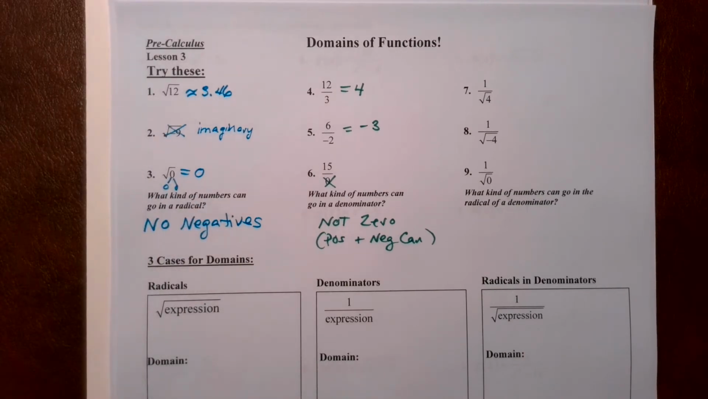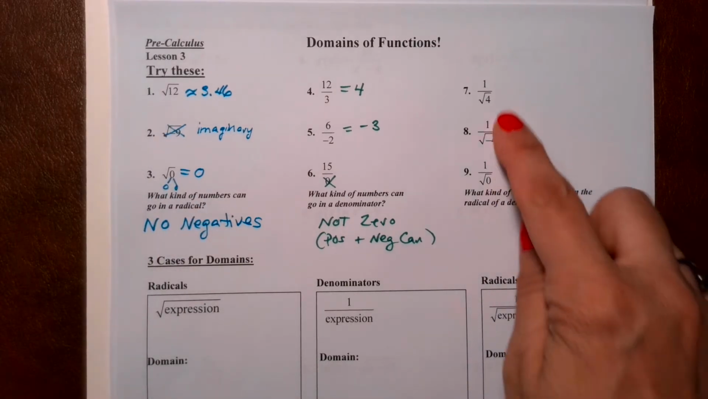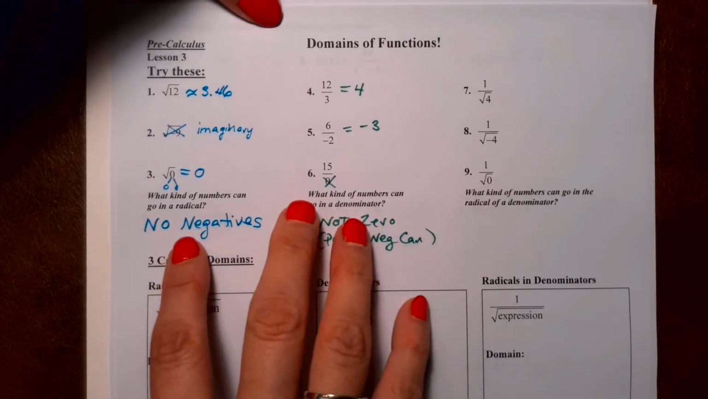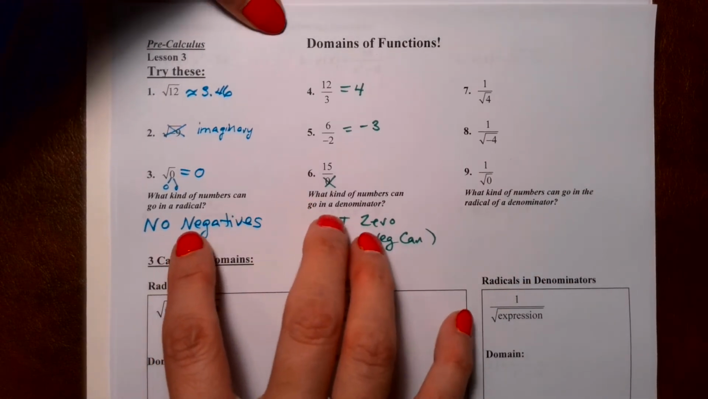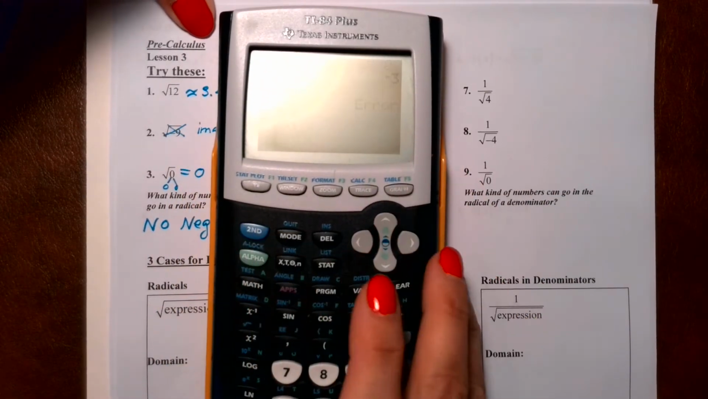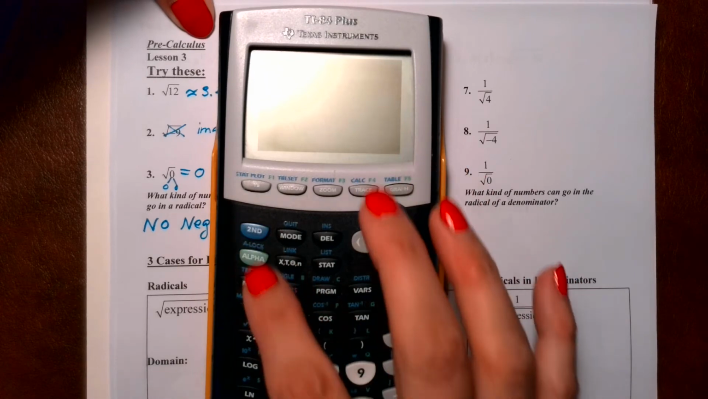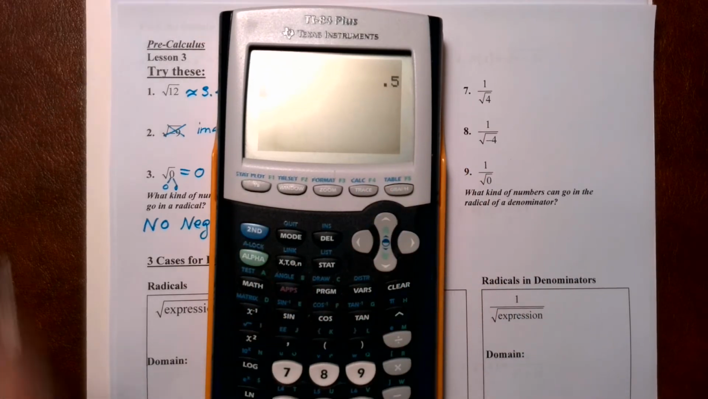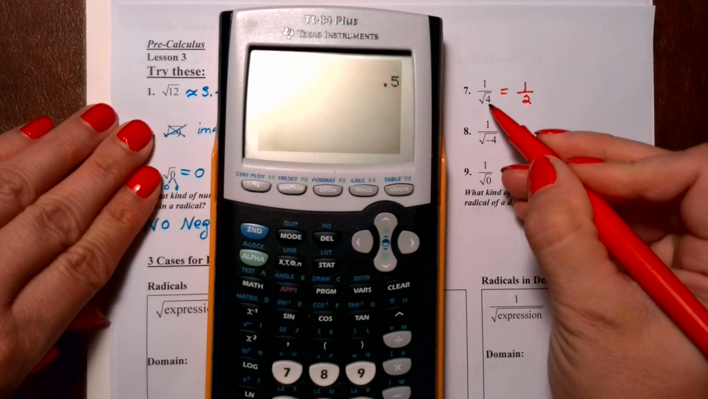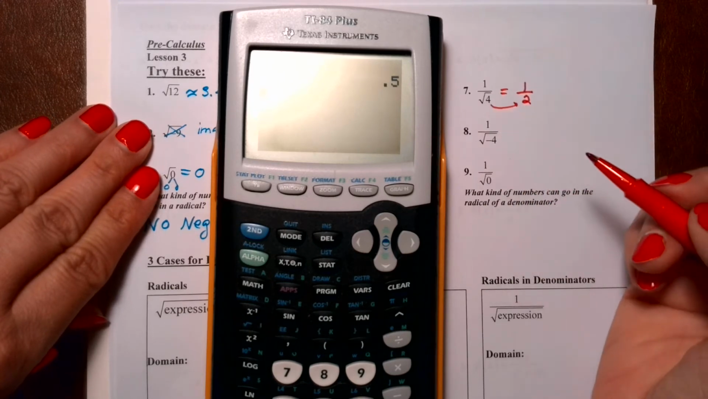And finally, let's take a look at these. These are radicals that are in a denominator. So it's kind of like these first two categories together. If I have 1 divided by the square root of 4, the answer is 0.5 or 1/2, because radical 4 becomes a 2.